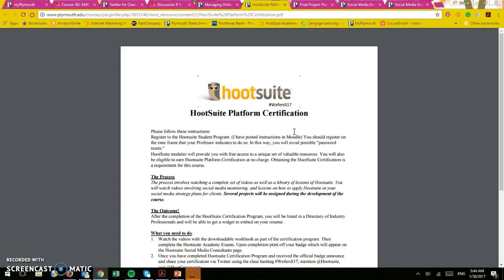So you're going to be assigned to do some work on Hootsuite, so as you learn how to manage it, you're also going to be using it. So at the end of the day, obtaining the certification, which is going to be an exam that you need to take, is going to be easier for you.